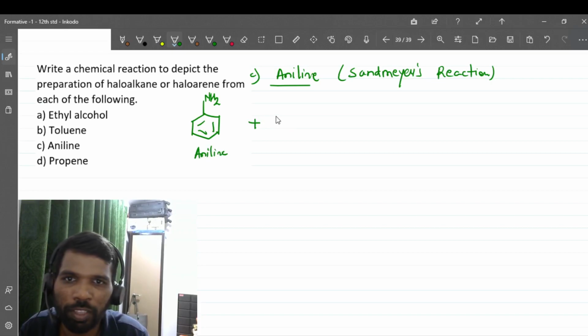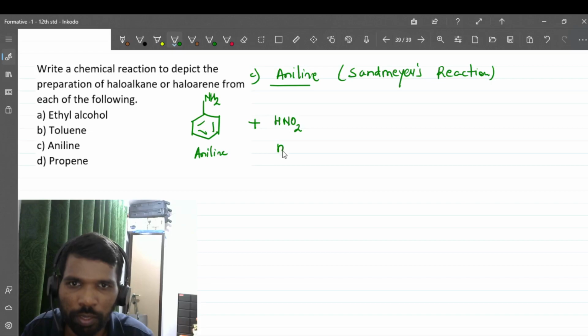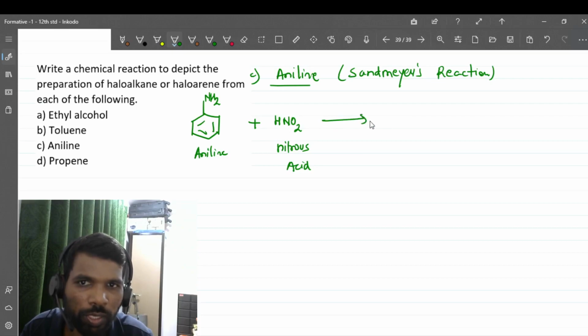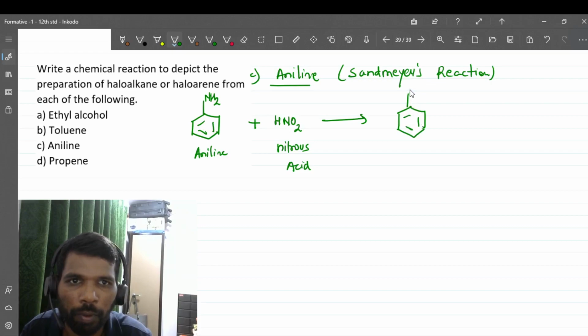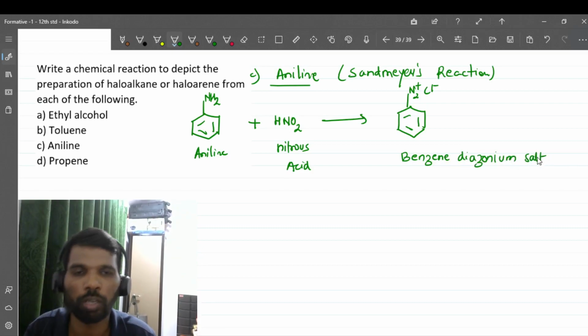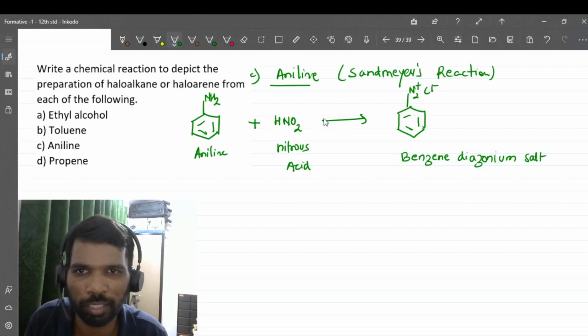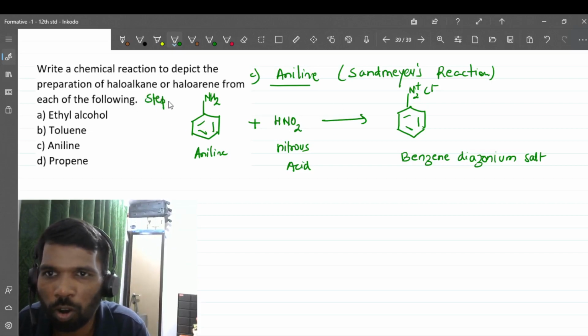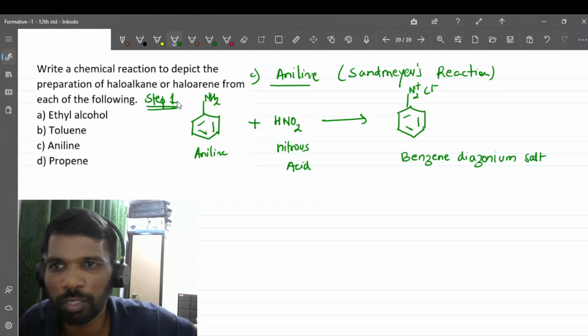It is reacted with nitrous acid, HNO2. What it gives you is N2+Cl minus. This is called benzene diazonium salt. See, it's very simple how to remember this reaction. This is step one of the Sandmeyer's reaction.